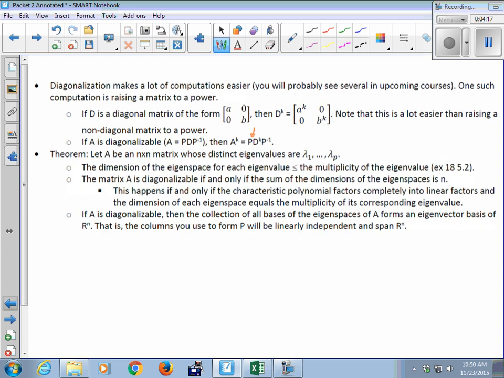And if A is diagonalizable, then the collection of all bases of the eigenspaces of A forms an eigenvector basis of Rn. So that is, if I was going to say this shorthand, the columns you use to form P will be linearly independent and span Rn. The columns you use to form P will be a basis for Rn.